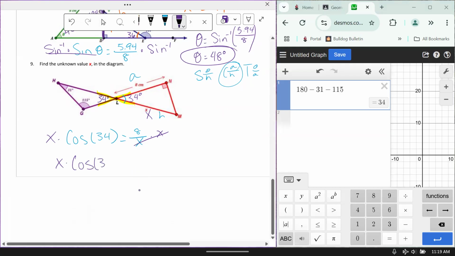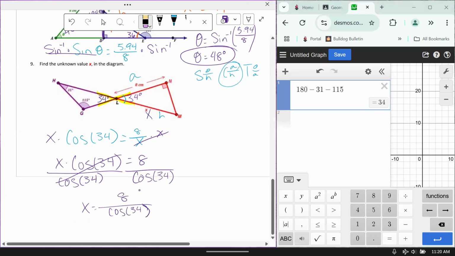Cosine of 34 equals 8. And then we can divide by the cosine of 34. No, we are not using the inverse because there's no need to separate our cosine from our 34. That's just one whole number, one whole unit. Keep them together. 34, and we get x equals 8 over cosine of 34.